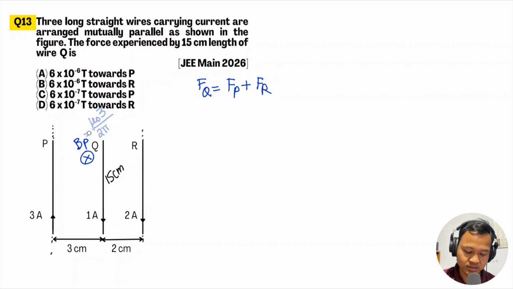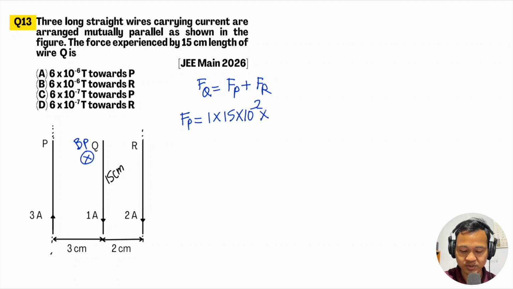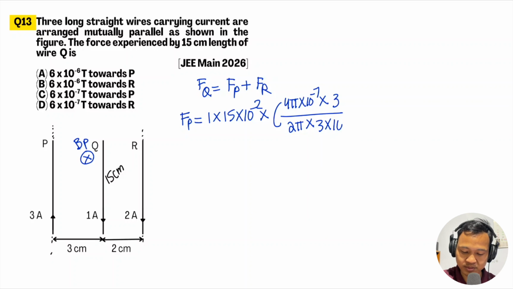Okay, let's write it. So F due to P is equal to I into L into B, where the current is in Q, length is 15 into 10 power minus 2. So B is due to P, that means mu naught into I1 divided by 2 pi into d, 3 into 10 power minus 2.